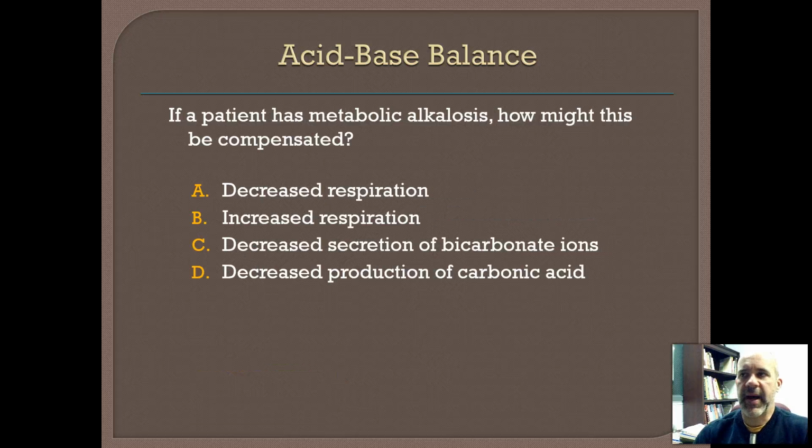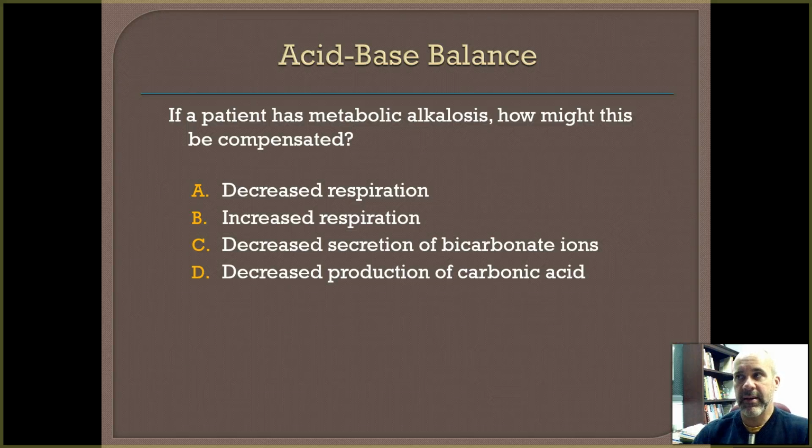If a patient has metabolic alkalosis, so we learned about respiratory acidosis and alkalosis, and then metabolic is for other reasons. When you develop alkalosis and acidosis due to reasons besides your breathing rate and depth. So metabolic alkalosis, what's happened to the pH? It's gone up. How might this be compensated?